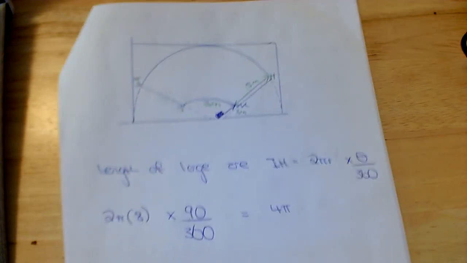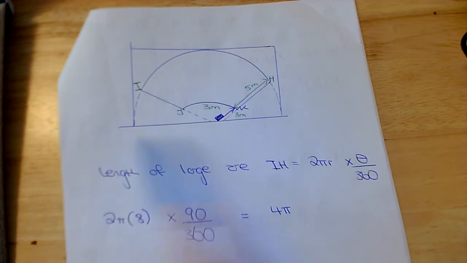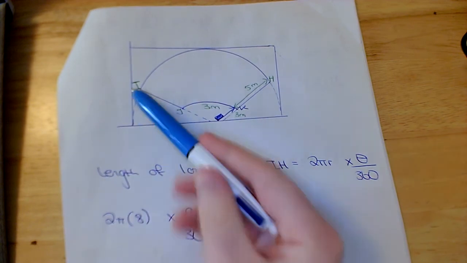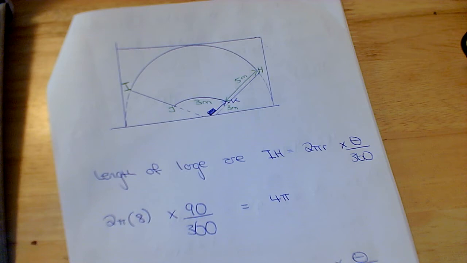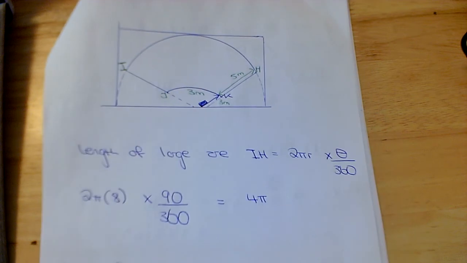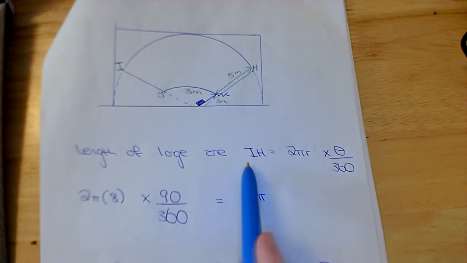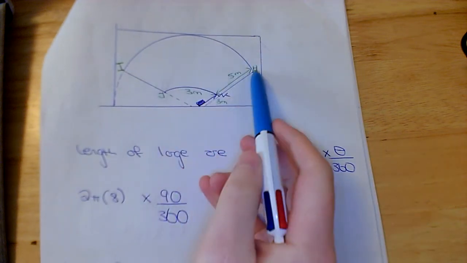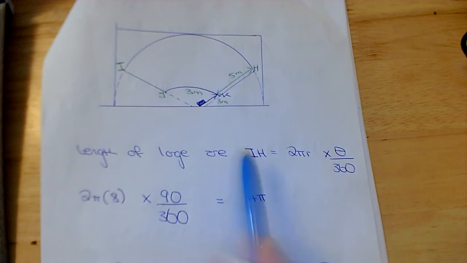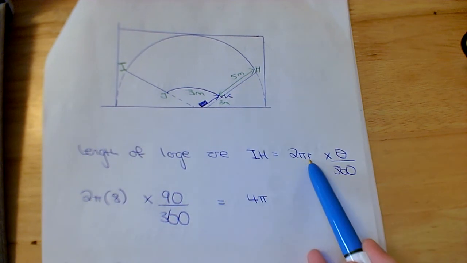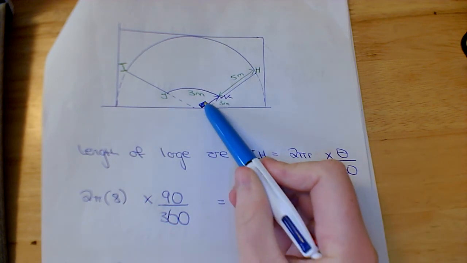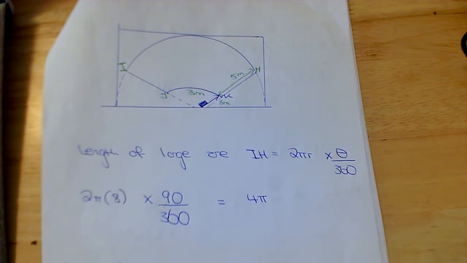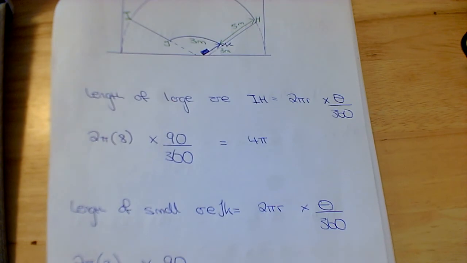Okay, so the diagram actually looks something like this. So this is my lawn, it's rectangular, and this is my sector, and then it's here again. Right, so I have to get the length of the large sector IH, so I'm going to get this sector here first of all. Right, so my length is 2 pi r multiplied by theta over 360. In the question it does show me that this here is 90 degrees, so that's the theta that we're going to be using.